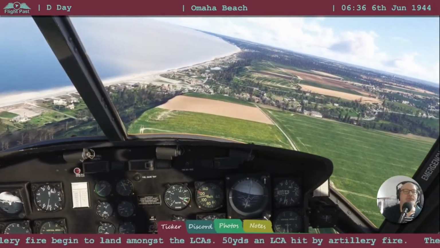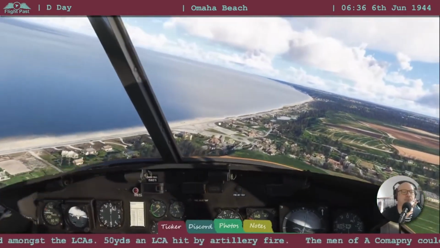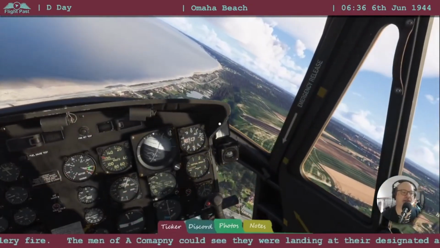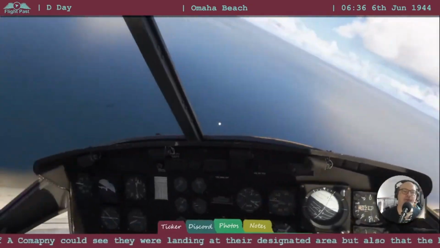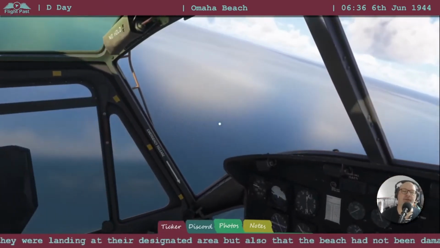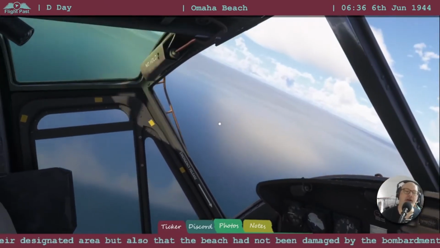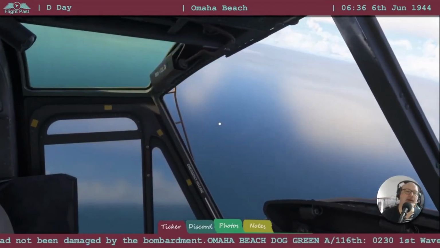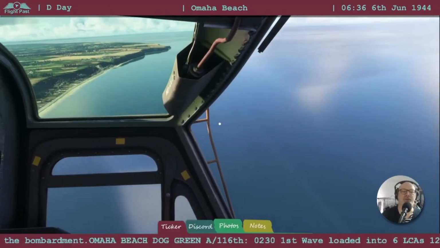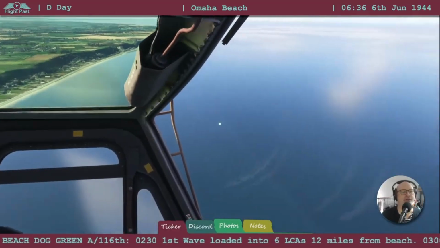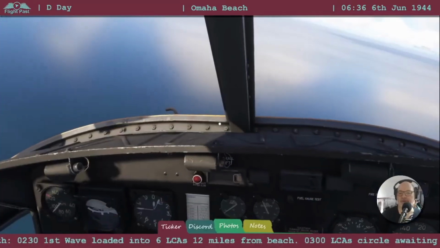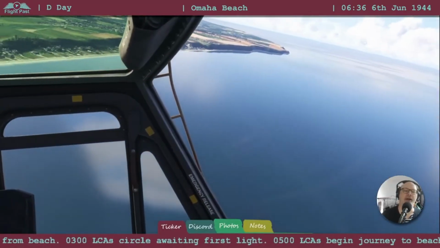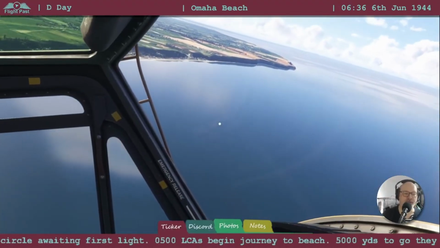We know that this side down here to the right was the responsibility of the 1st Division. And so they're on the Easy Red side, and this side here is the responsibility of the 29th Division. So Omaha is actually trying to land over 30,000 troops on D-Day. It's a 2-division beach, whereas the other beaches were mainly 1 division.